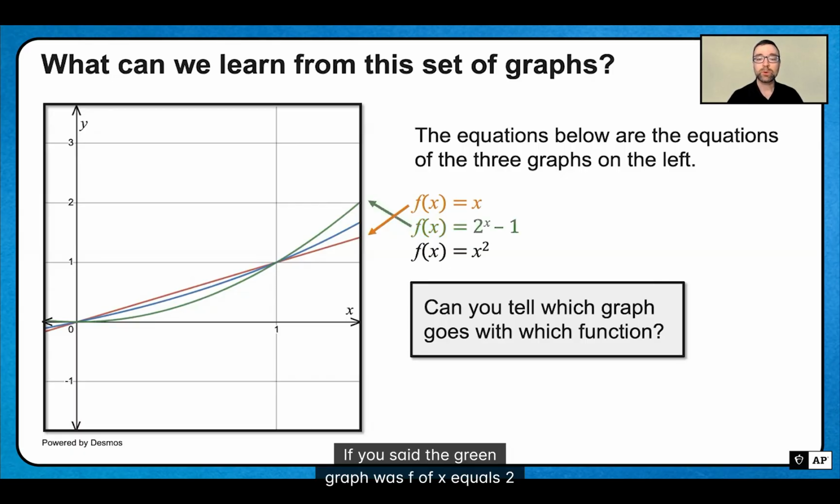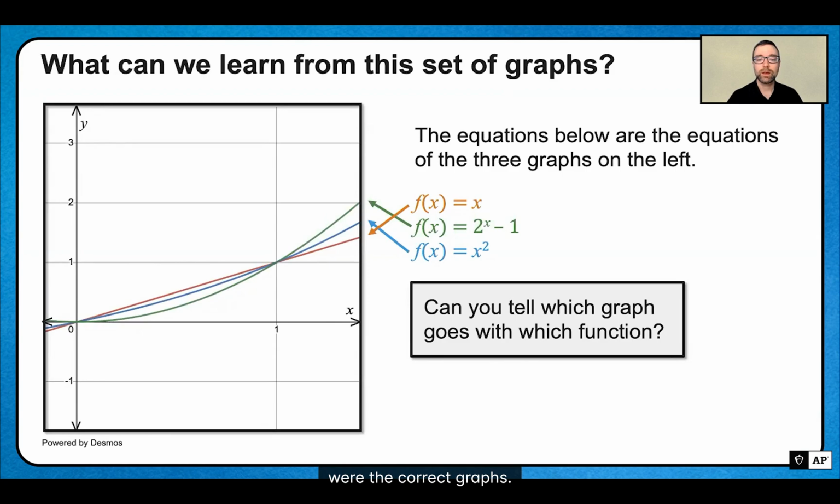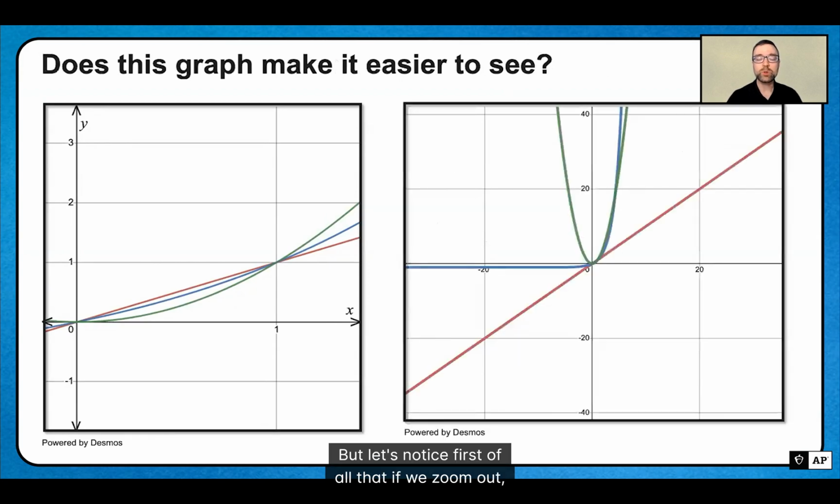If you said that the green graph was f of x equals 2 to the power of x minus 1, and the blue graph was f of x equals x squared, you are correct. So let's talk about how we could have identified that those were the correct graphs. But let's notice, first of all, that if we zoom out, the graphs look very different.